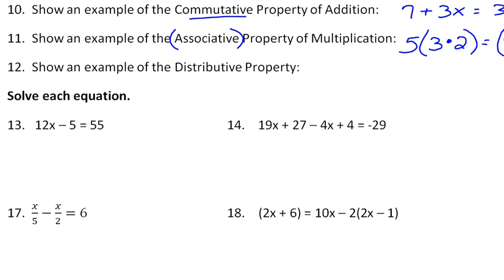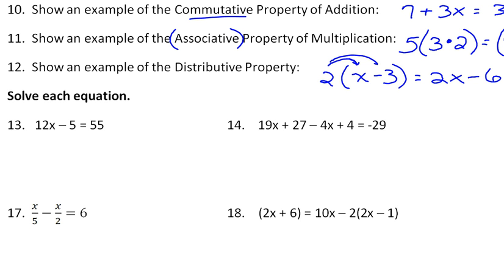An example of the distributive property: 2 times x minus 3. Take everything outside, multiply times each of the terms inside. So that equals 2x minus 6. So those are just simple examples. Yours are probably different, but as long as they're on the same lines, you're fine.